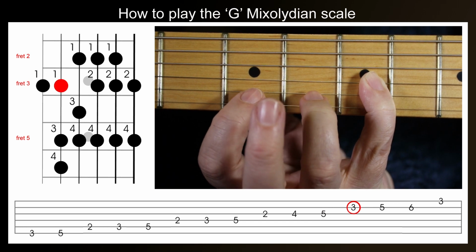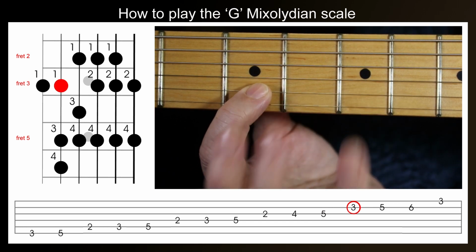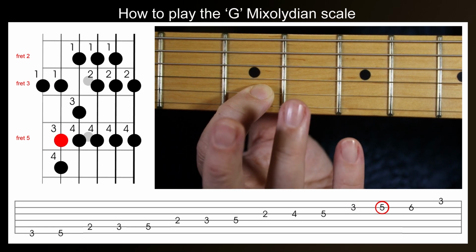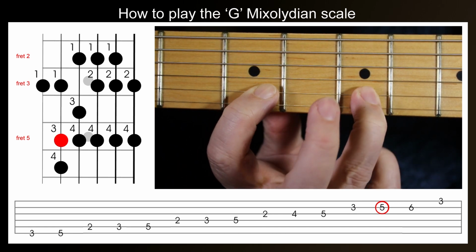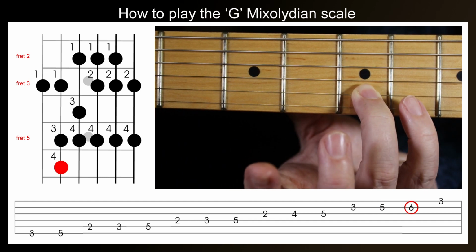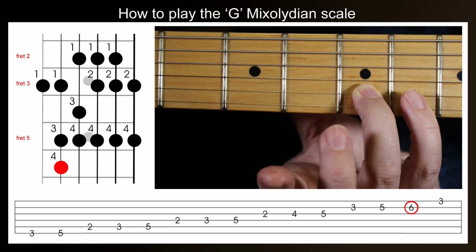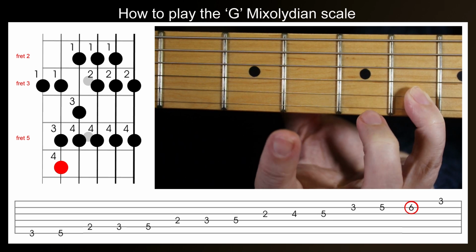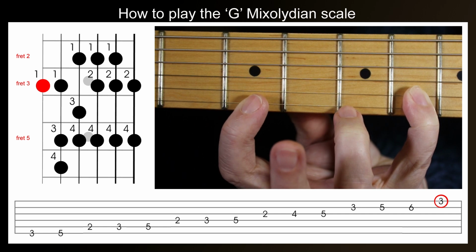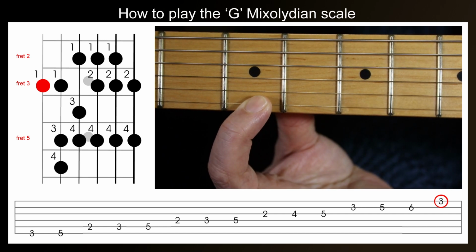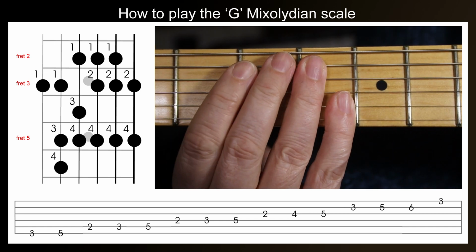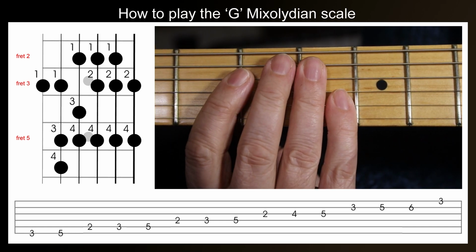Play the 3rd fret of the B string with the 1st finger. Play the 5th fret of the B string with the 3rd finger. Play the 6th fret of the B string with the 4th finger. Finally, play the 3rd fret of the top E string with the 1st finger. Now, as usual, let's see that done again more quickly up and down the neck with a metronome.